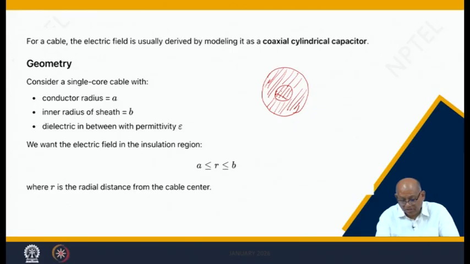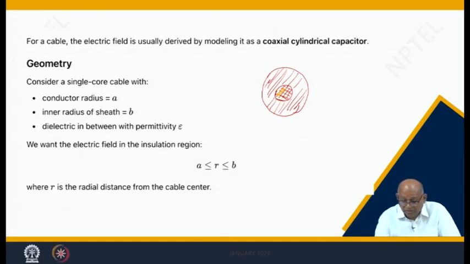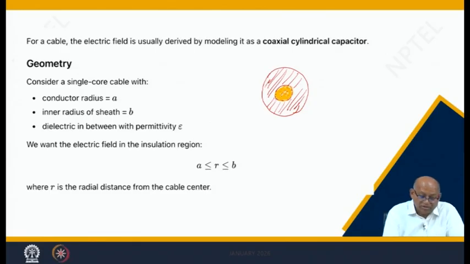But this is conductor. Let me just do a little bit more color thing. So, this is your conductor, this yellow portion, having small radius. The conductor radius is A, and the outer radius is B.